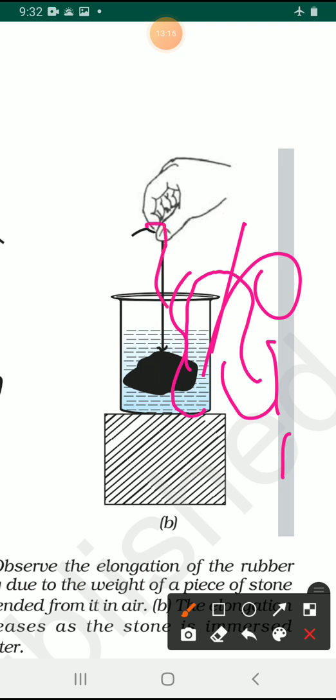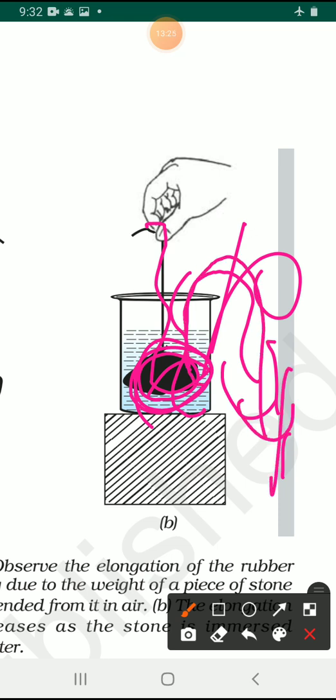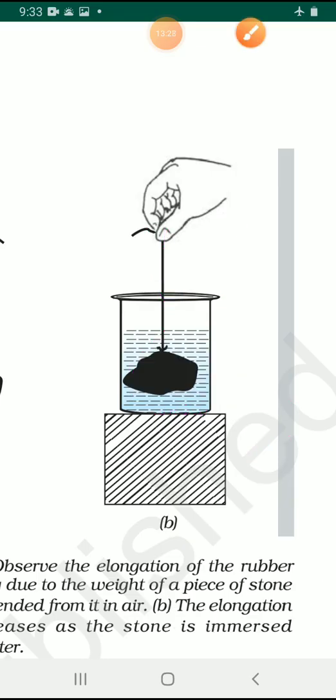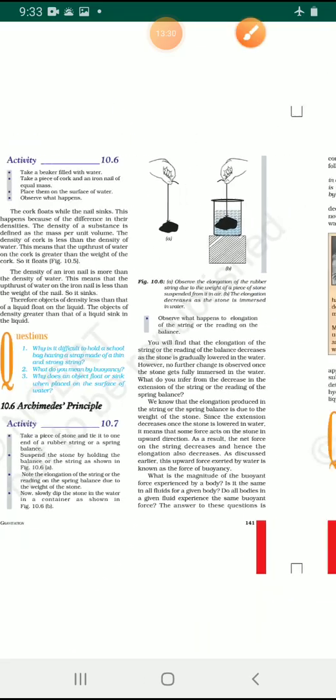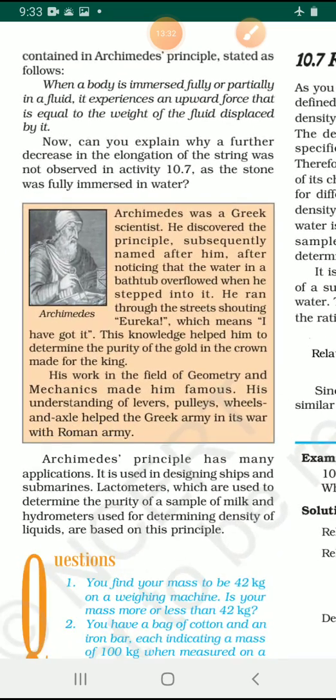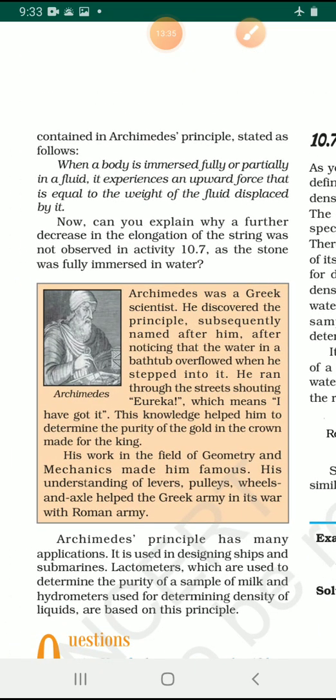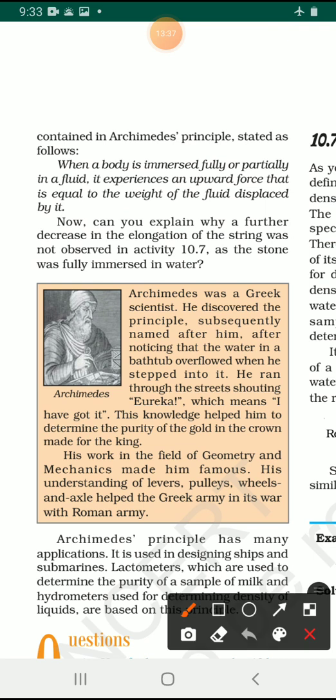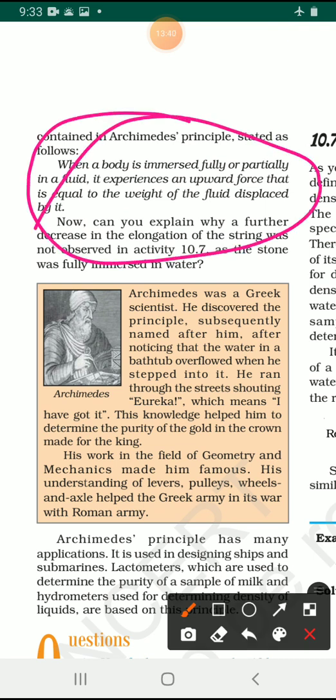When the stone is immersed in the water, the same amount of water gets displaced from the beaker, right? Through this, what we are able to infer is that Archimedes principle says the same thing as a law: when a body is immersed fully or partially in a fluid, it experiences an upward force that is equal to the weight of the fluid displaced by it.